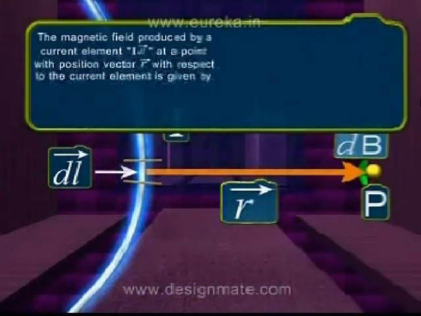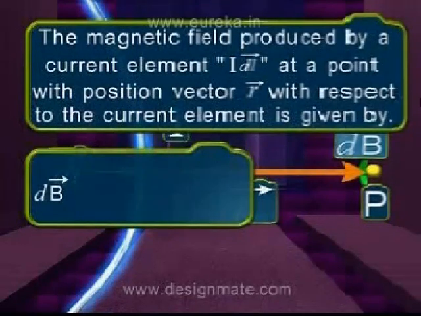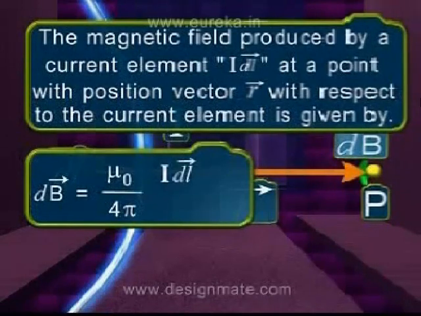it states, the magnetic field produced by a current element I vector dl at a point with position vector vector r with respect to the current element is given by vector dB is equal to mu 0 upon 4 pi, I vector dl cross cap vector r upon r square.